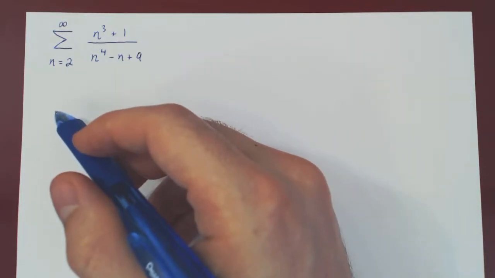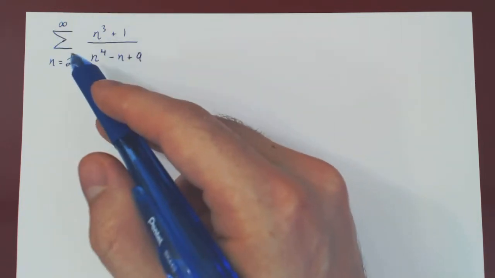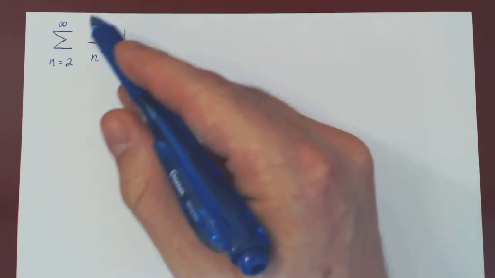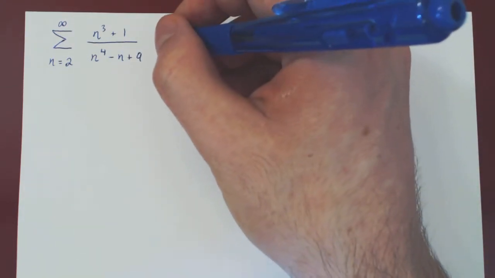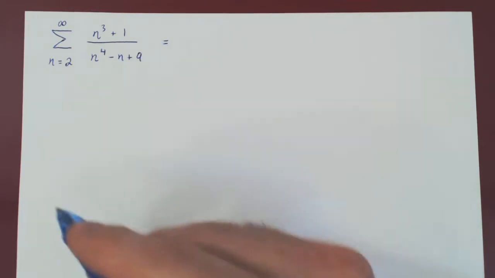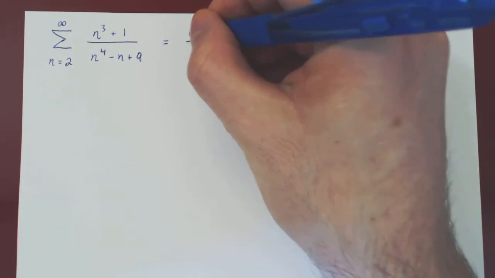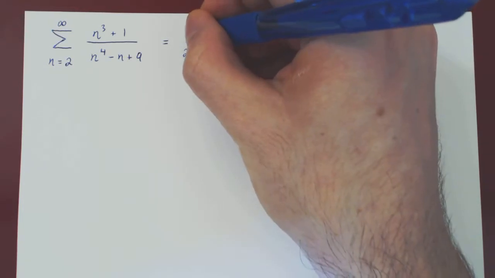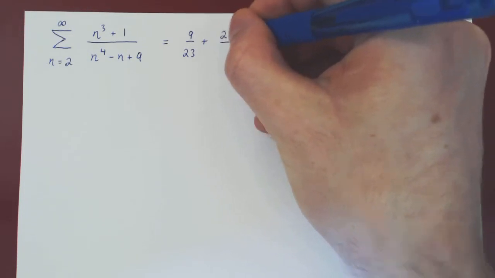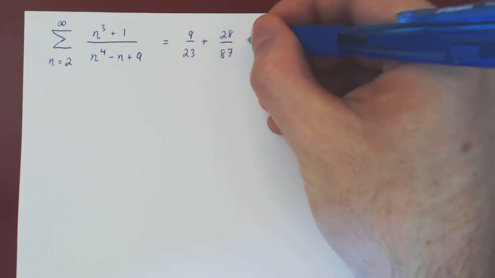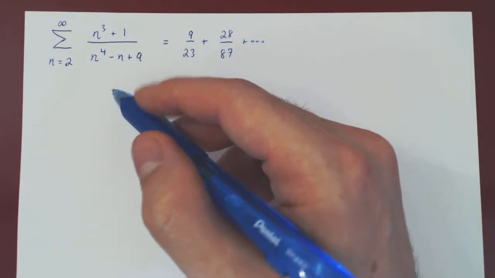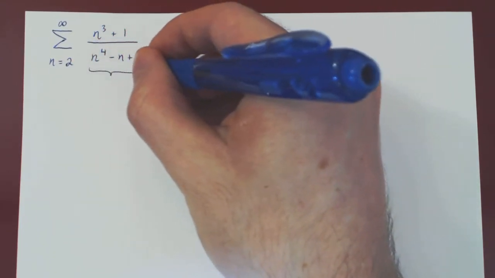Okay, so in this video, we will determine whether the series converges or diverges with the comparison test. As we are summing, and we'll see when we expand the first few terms, positive terms. So at least we can attempt to use the comparison test. So the first term when n equals 2, if you plug it in, you will get 9 over 23, plus the next term when n equals 3, you'll get 28 over 87, and so forth. So we have a series of positive terms. We can attempt to use the comparison test.